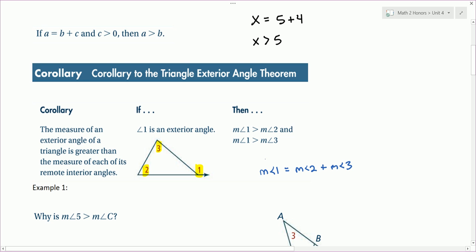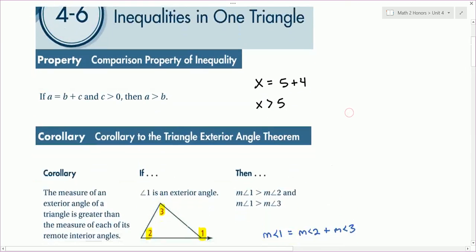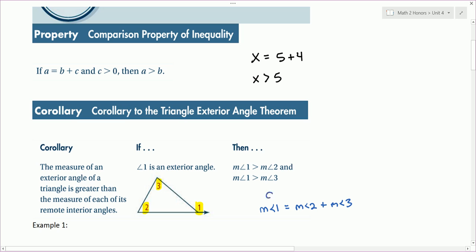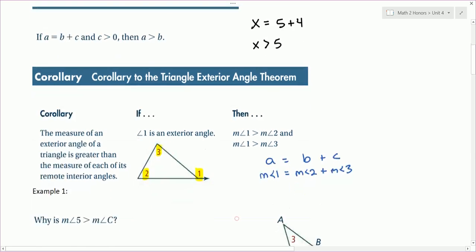And so this is like what we had in the previous property, where A is equal to B plus C. Using the same logic here, we can say that the measure of angle 1 is going to be greater than the measure of angle 2. Also, we can say the measure of angle 1 is greater than the measure of angle 3. This is something that we might be able to use, and it's the corollary to the triangle exterior angle theorem.